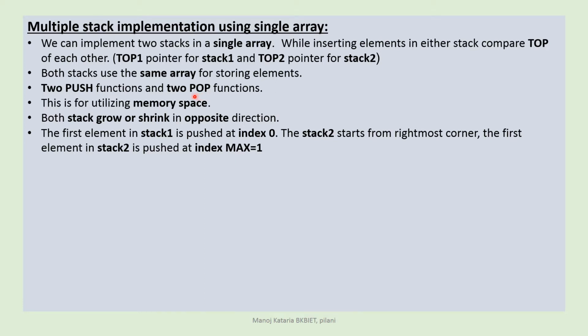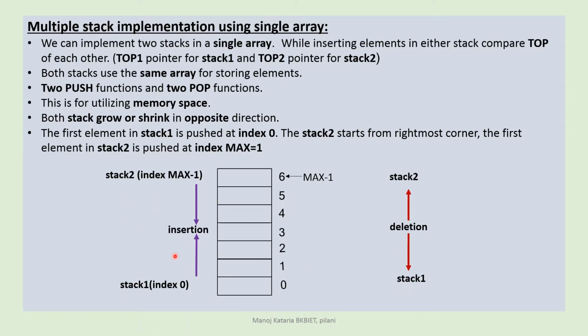So the question is why we implement two stacks into a single array. So we can say that this is for utilizing memory space, and both stacks grow or shrink in opposite directions. So you see here in this figure, the first element in stack 1 is pushed at index 0, means stack 1 starts from index 0 and stack 2 starts from the topmost element, that is the rightmost corner. So the first element in stack 2 is pushed at index max minus 1.